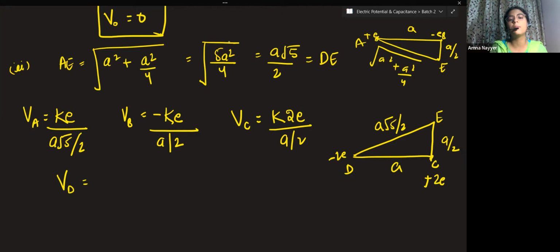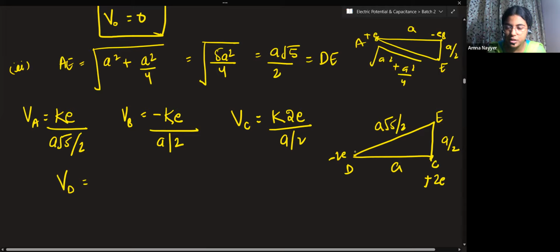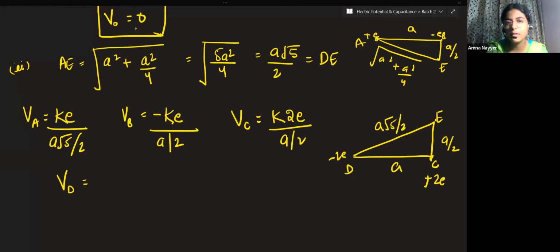Last, the final potential is for point D. Josefa, what will be the potential for point D? This is your D point. This is the charge. This is E point at which we are calculating the potential. Separation of D and E is root 5 A by 2. Yes, Josefa, try. Josefa, are you able to hear? Okay, Josefa, unmute yourself, just try. I'll help you out.